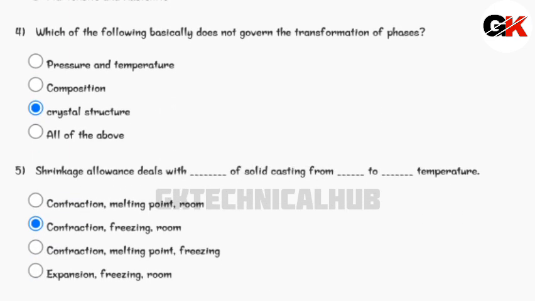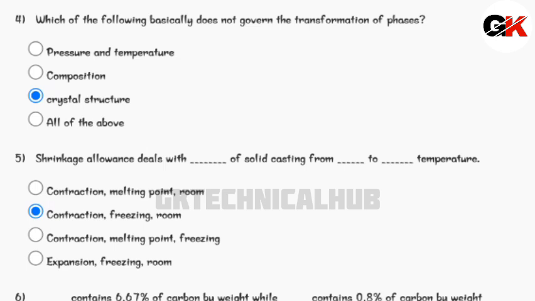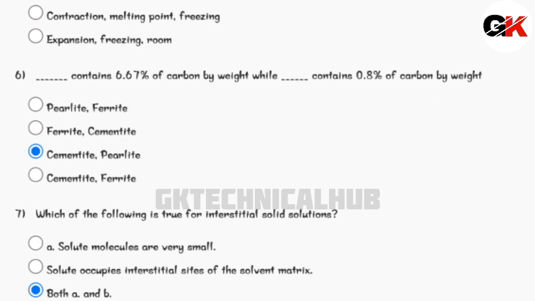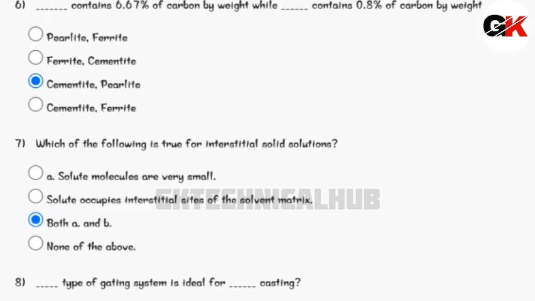Crystal structure. Shrinkage allowance deals with dash of solid casting from dash to dash temperature. Contraction, freezing, room. Question number 6. You can see the options. Question number 7. Which of the following is true for interstitial solid solutions? Both A and B.